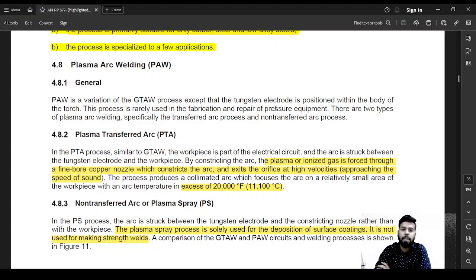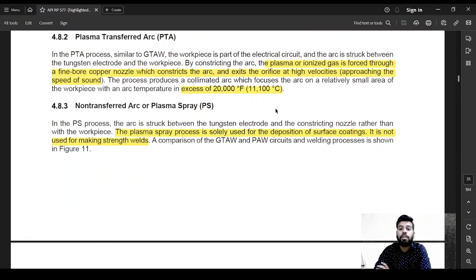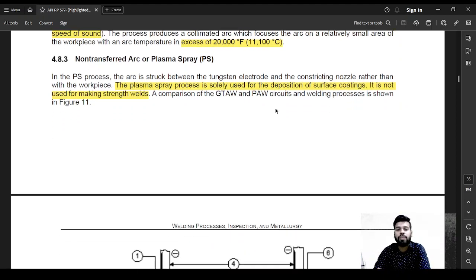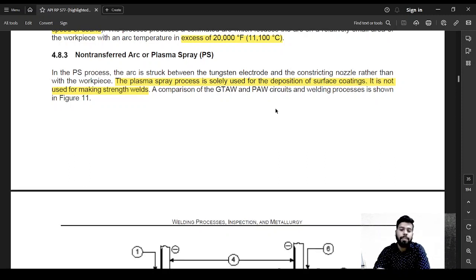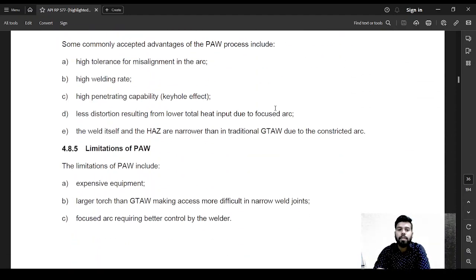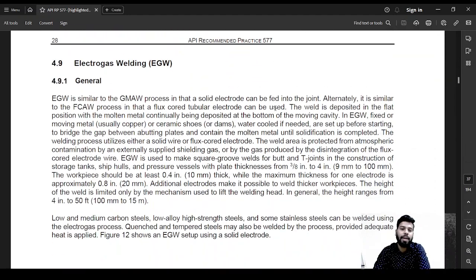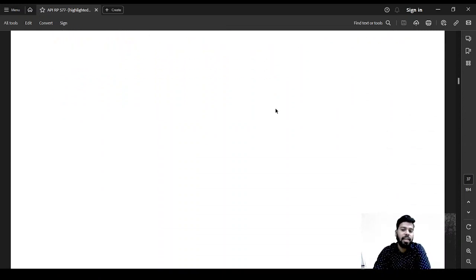There are 2 types of plasma arc welding process, specifically the transfer process and the non-transfer process. In the transfer process, the plasma or ionized gas is forced through a fine bore copper nozzle, which constricts the arc and exits the orifice at a high velocity, at the speed of sound, and temperatures in excess of 11,100 degrees Celsius can be achieved. In the non-transfer process, the plasma spray process is solely used for deposition of surface coating. It is not used for making strength welds. So you can see advantages and limitations. Not widely used. Again, with electro gas welding, you can just read it, but it is not widely used.